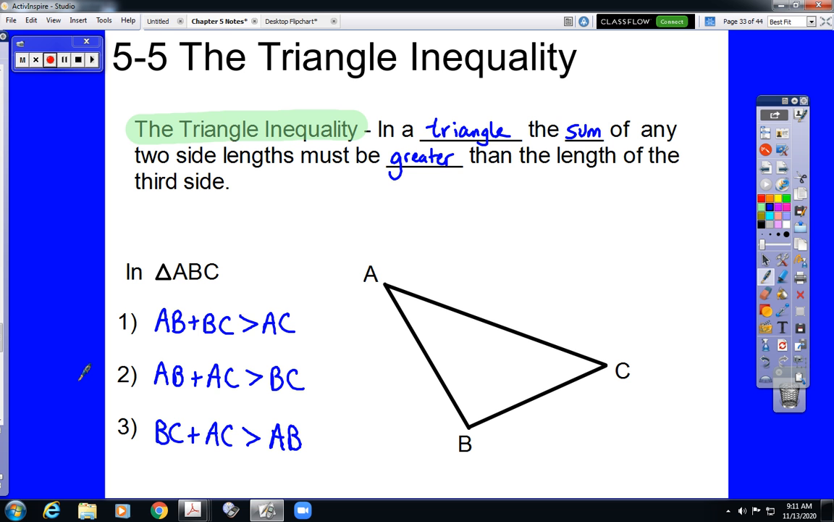If even one of these inequalities is not true, then it is not a triangle. So all three of these things must be true in order for three side lengths to form a triangle. The sum of any two sides must be bigger than the third side.